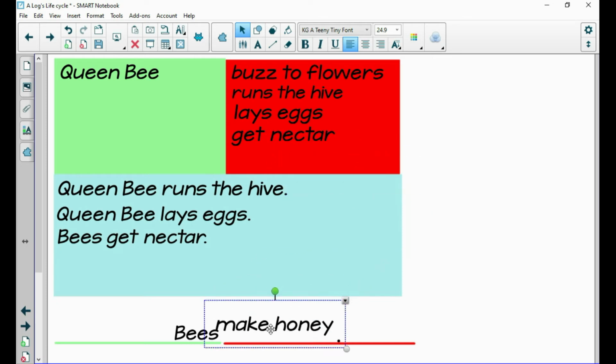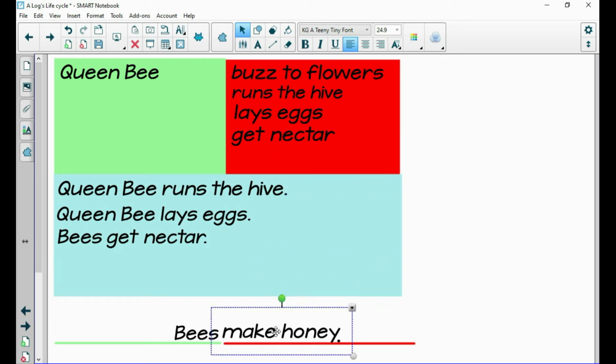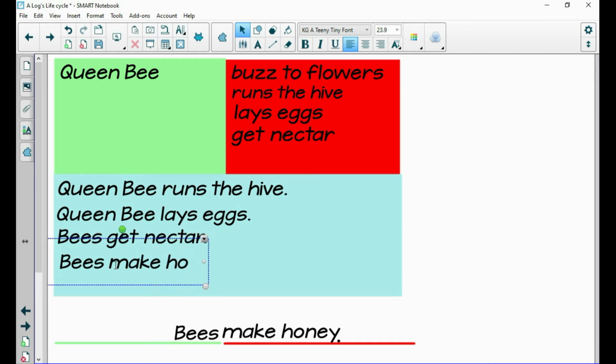Okay, bees make honey. That's a great sentence. There's a capital letter, it ends with a period, and it makes sense because bees do make honey. So let's do that one too. Let's add that, and then let's choose a sentence to write about this week. Bees make honey. Okay, now these are 4 good sentences.